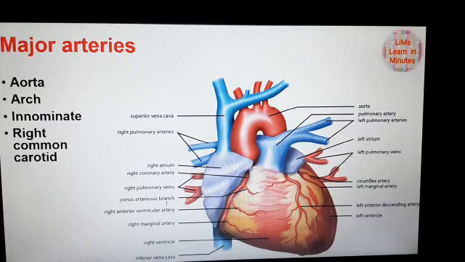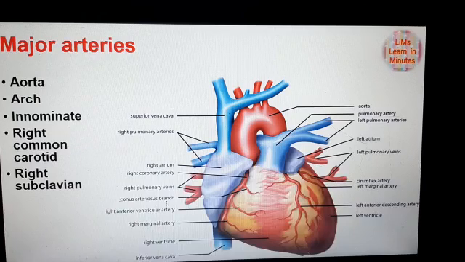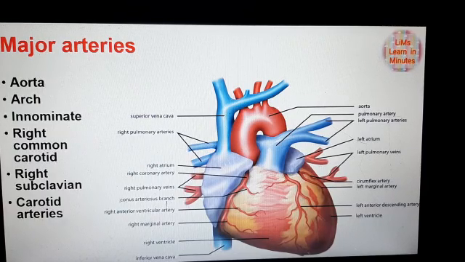From the left side of the aortic arc, left common carotid and left subclavian branch off separately. Carotid arteries supply blood to the upper extremities and subclavian to the hands. That means shoulders to palm.